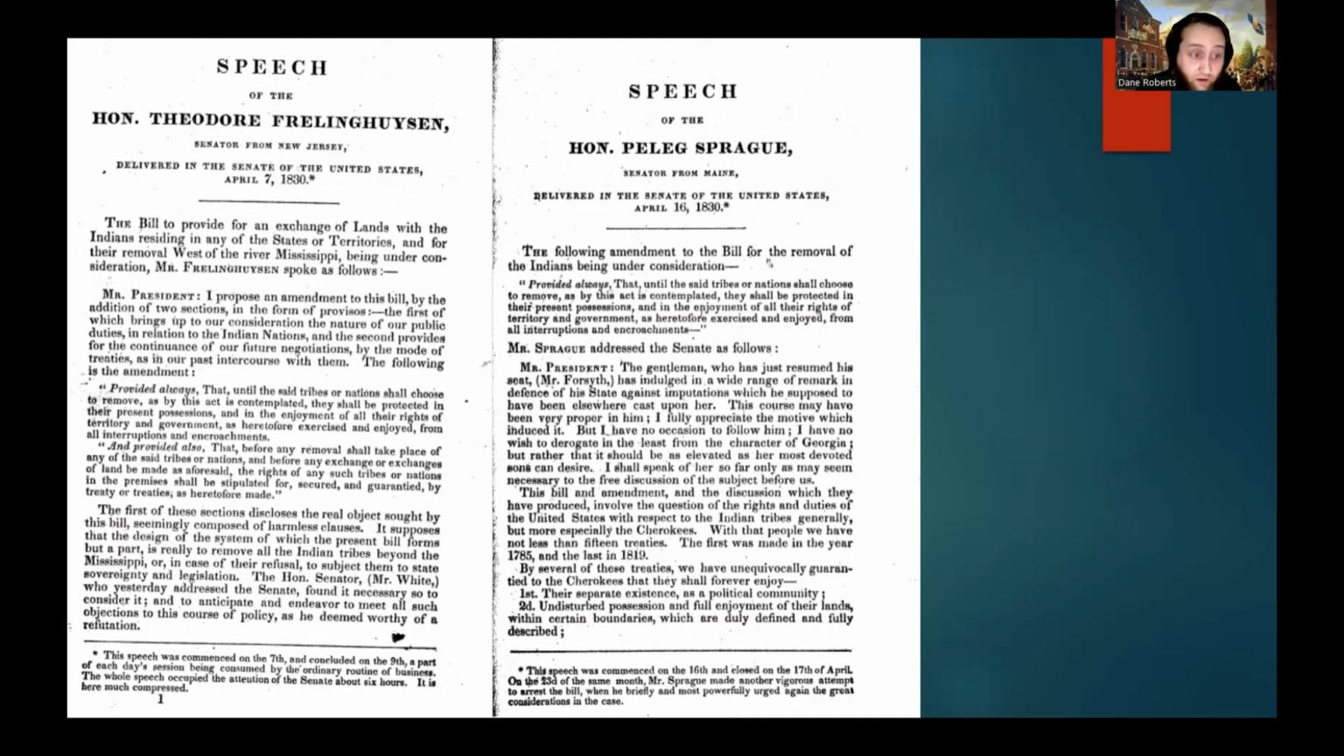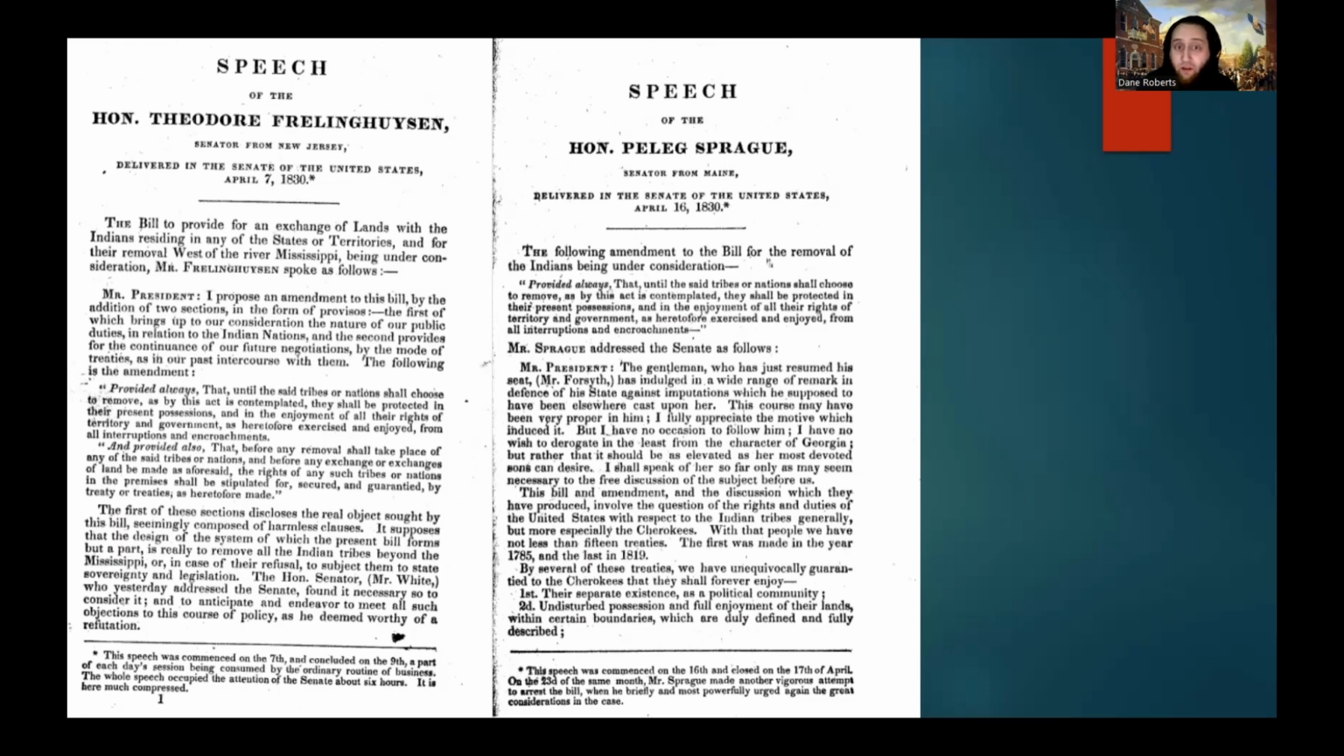Provided always that until the said tribes or nations shall choose to remove, as by this act is contemplated, they shall be protected in their present possessions and in the enjoyment of all of their rights of territory and government as heretofore exercised and enjoyed from all interruptions and encroachments, and provided also that before any removal shall take place of any of said tribes or nations, and before any exchange or exchanges of land be made, as aforesaid, the rights of any such tribes or nations in the premises shall be stipulated for, secured, and guaranteed by a treaty or treaties as heretofore made.